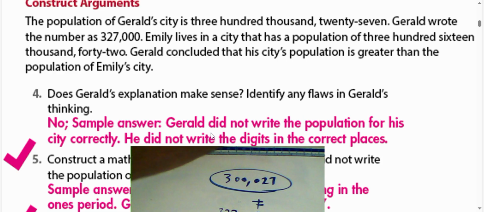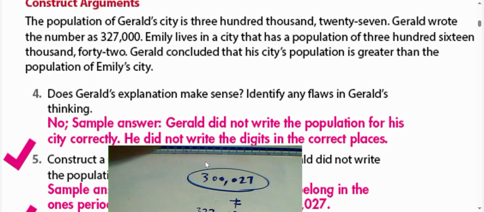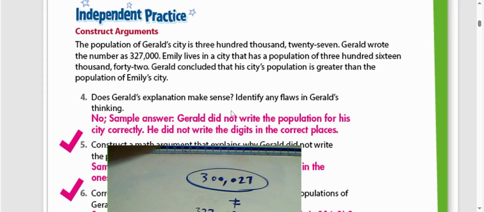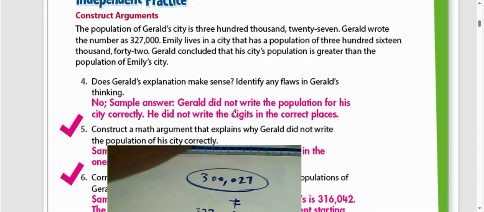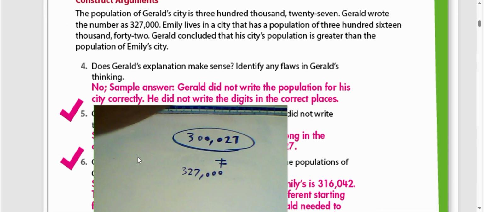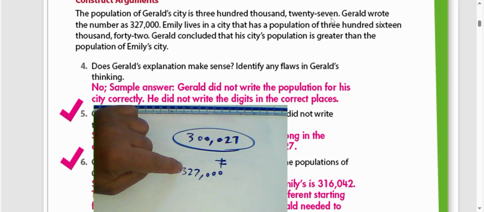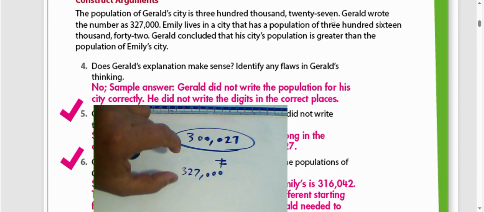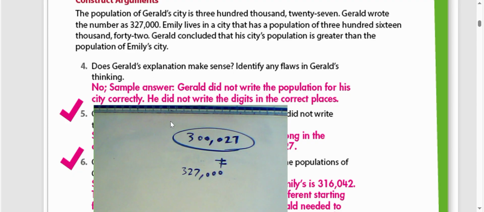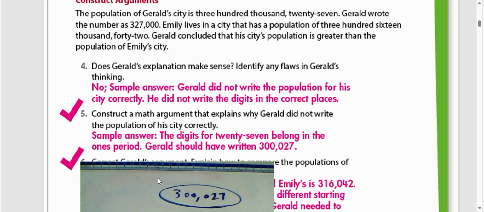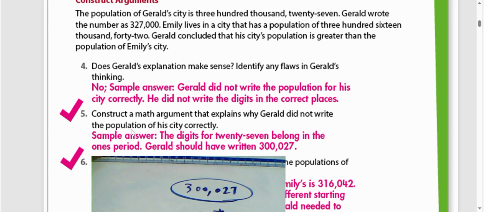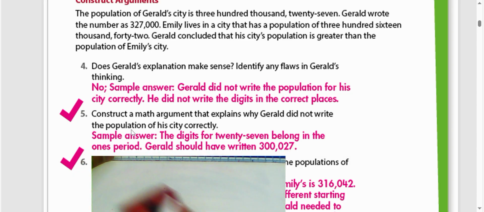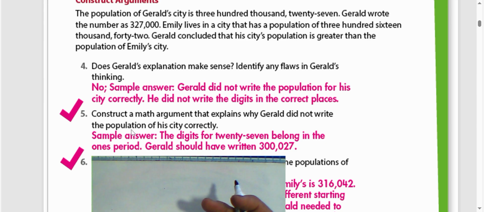You know why? Because Gurley didn't write the evolution for his city, or he can write the correct answer. Understood, my students? We have here 300,027. We must write this, but he writes 327,000, so it's a wrong answer. Understood? Okay, next question. Construct a math argument that explains why Gurley didn't write the evolution of his city correctly.